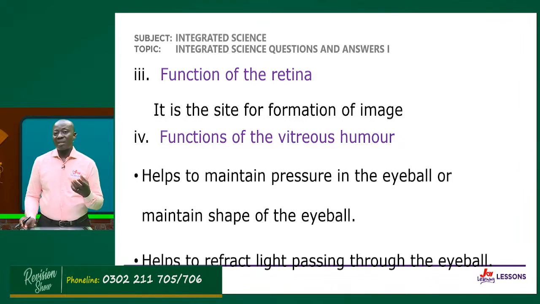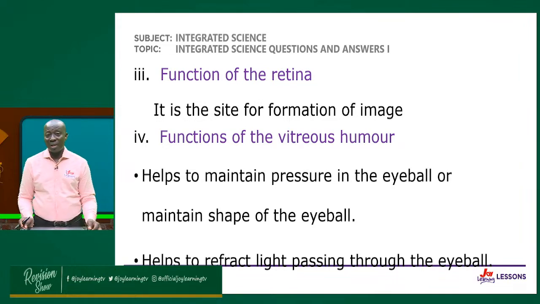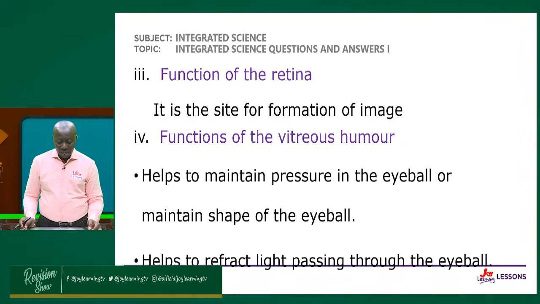So I described that at the inner part of the eye, there are certain specialized cells that receive the light from the outside, the image of the object, and form the images, and it converts the light or the pattern to electrical energy, which is transferred to the brain for processing. And then IV, functions of the vitreous humor. I mentioned the aqueous and the vitreous humor.